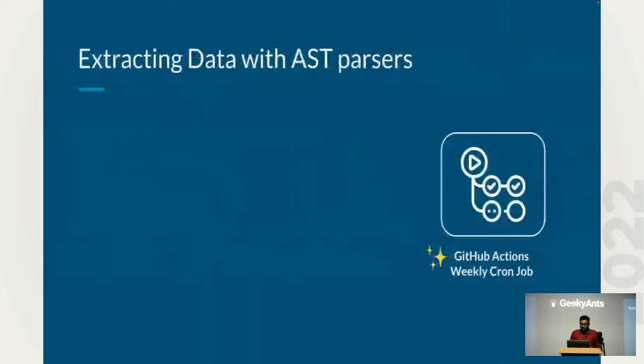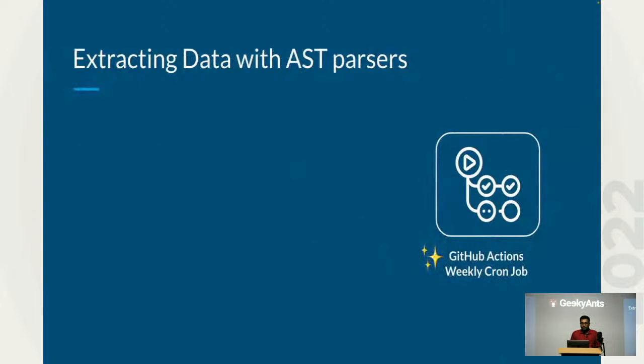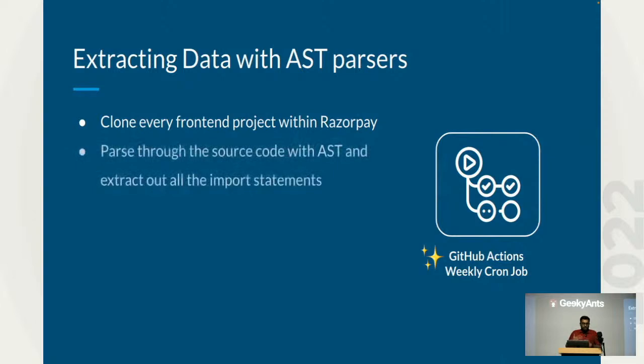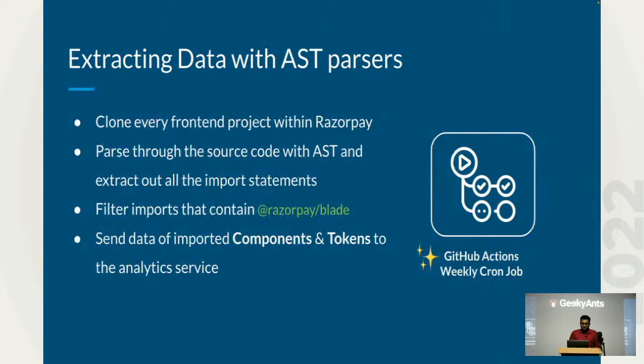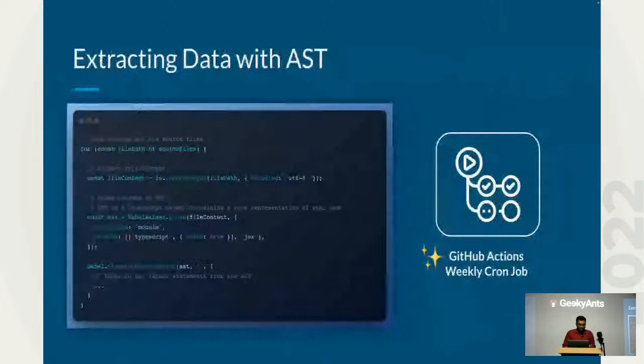So let's look at what this magic is within the GitHub Actions that we were doing. So we would clone every single front-end project at Razorpay. We would parse through the source code with an AST parser and extract out all the import statements that were in that source code. So AST is essentially an object representation of your source code. So if I pass it a JavaScript file, it's going to tell me what that JavaScript source code essentially contains. So we just wanted all the imports that were made for @razorpay/blade. And we just take that data and send it to our analytics service.